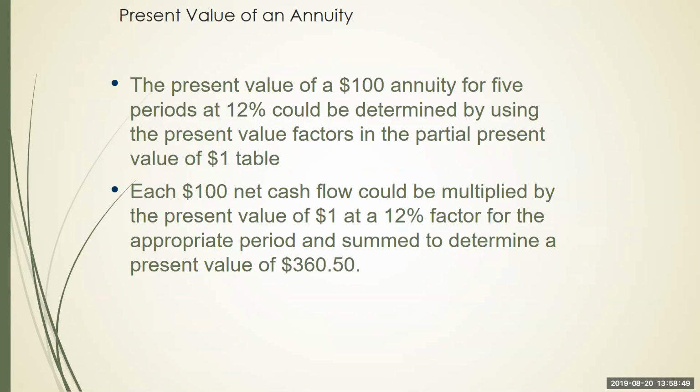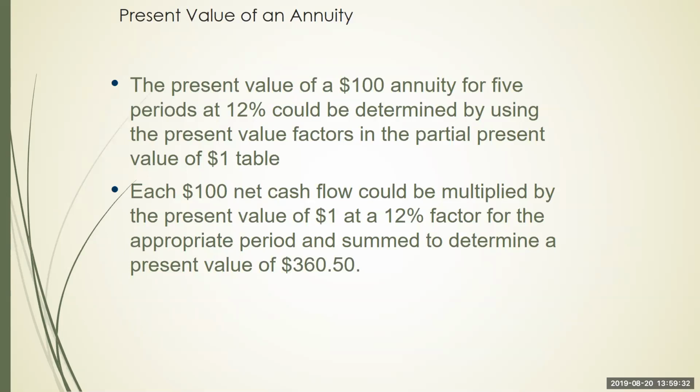So for example, if I know that I want to take $100 for 5 periods at 12%, I'm trying to figure out, what do I need to have today, present value, in order to do that? And since that's an annuity, I've got to go to page 640. And I'm going to go over to the 12% column, and I'm going to go down to the 5 periods, and I see that it's 3.605.